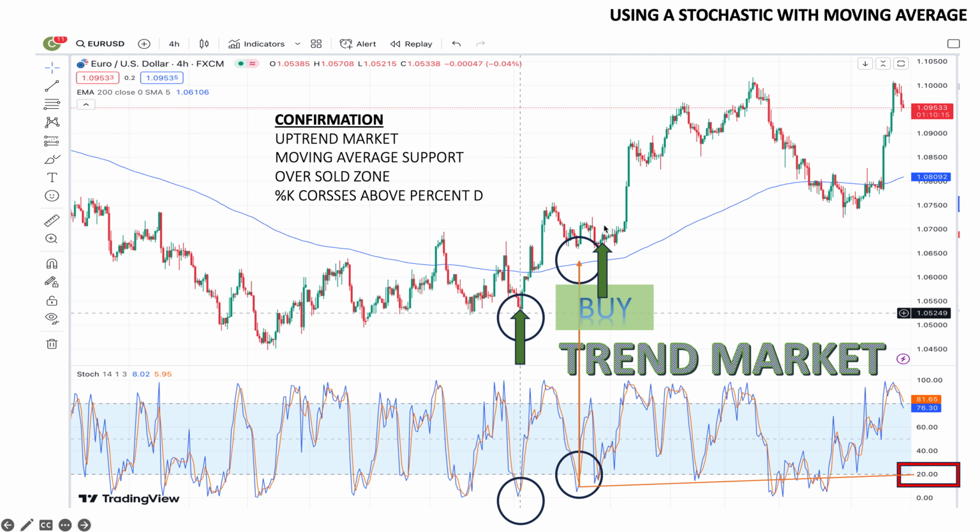So then you look at the moving average again to get your confirmation, like I explained before. And when it comes again to the support, then you take a buy. This is it. Simple as that.